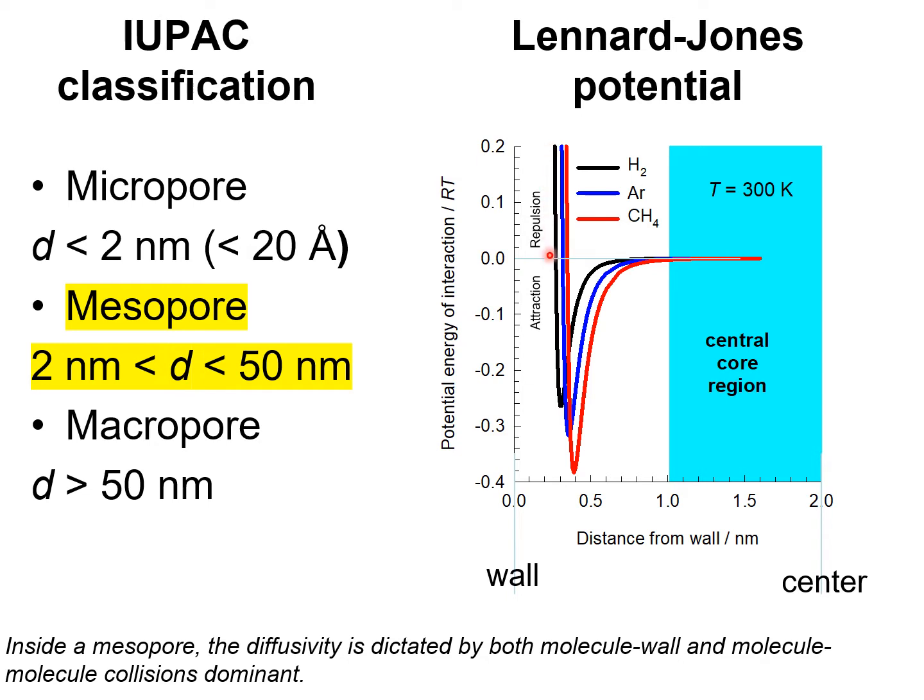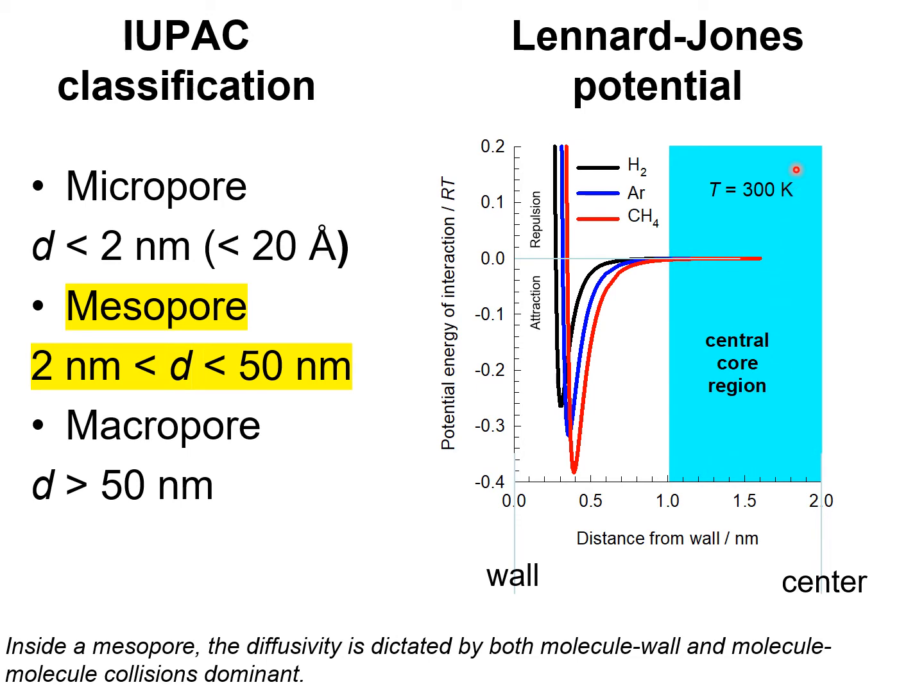For hydrogen, the energy of interaction with the pore wall reduces to zero at a distance of 1 nanometer from the pore wall. The same is true for argon, drawn here in blue, and for methane, drawn here in red. In all cases, the energies of interaction are large for distances smaller than 1 nanometer from the pore wall. For distances larger than 1 nanometer from the pore wall, the energies of interactions are zero.